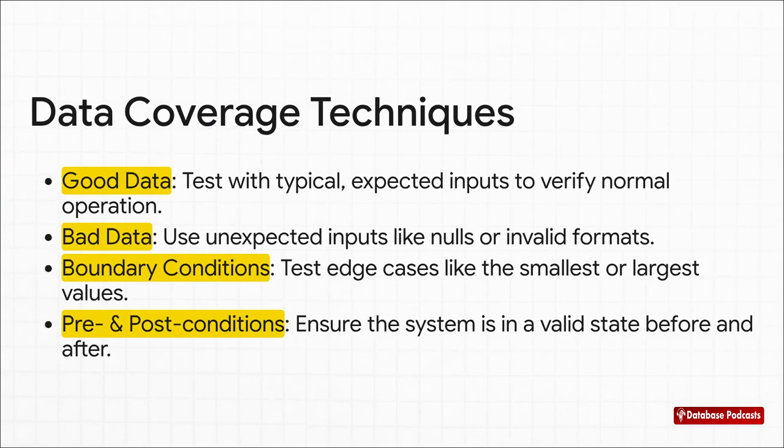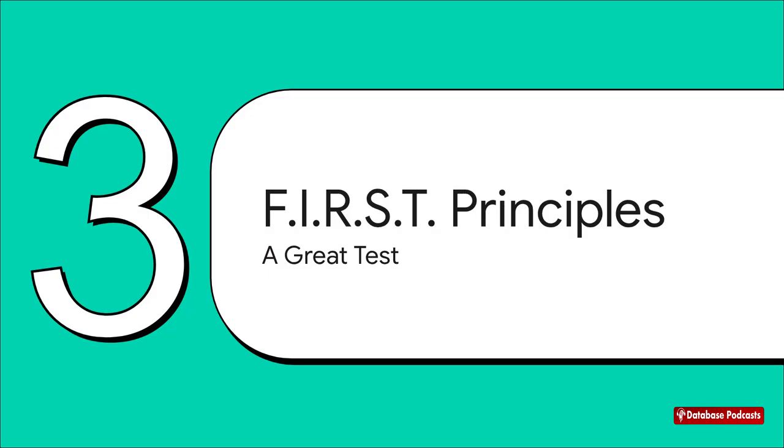You start with the easy stuff, good data, just to make sure the typical cases work as planned. But then comes the fun part. You try to break it with bad data, things like nulls, empty strings, or just plain garbage. You also have to poke at the boundary conditions, those tricky edge cases like 0 or the largest possible number. And finally, you check your pre- and post-conditions to make sure your code leaves the system in a good state. So now we know what to test, our code's logic and the data it uses.